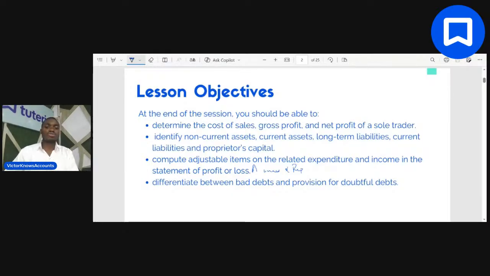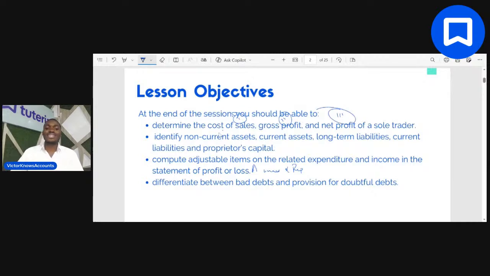We will be learning how to determine our cost of sales. Don't worry, another name for your cost of sales is cost of goods sold. So you might not know it as cost of sales, all right? But it's cost of goods sold. So we learn how to determine our cost of sales, our gross profit, our net profit.